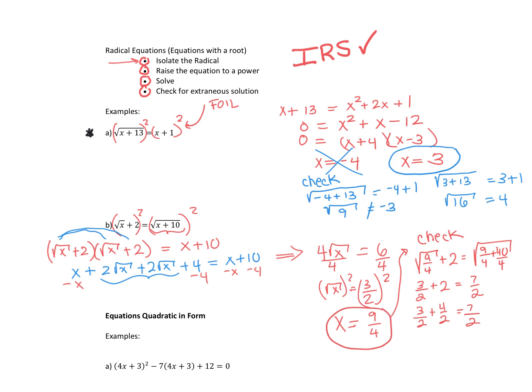So the key here is don't forget to check your answers. If you need to write this out before you FOIL it, do so, and then draw your arrows if you need to. And then if you end up with another radical, just go through the process again. That concludes this video.